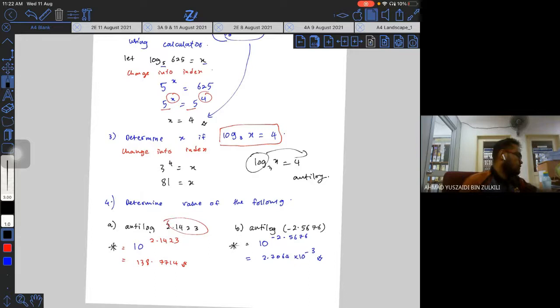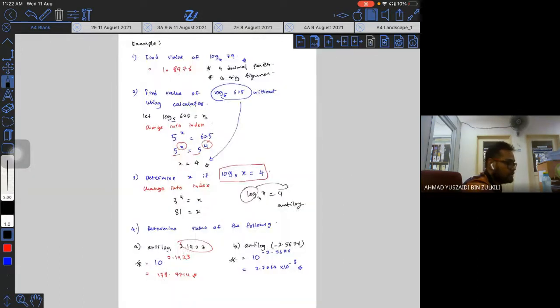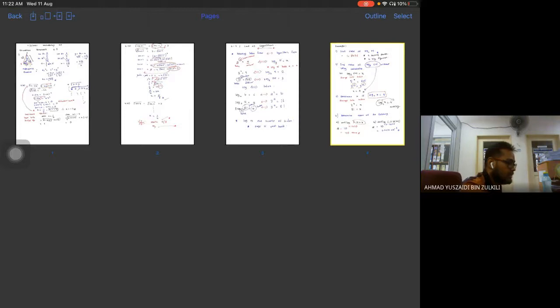For your log laws, we will learn next week. Proving the laws of logarithm, page 114. There are only 3 rules and laws that you need to know. So that's all for today.